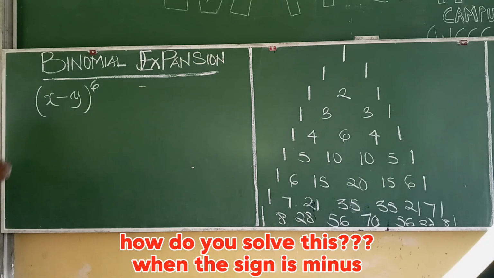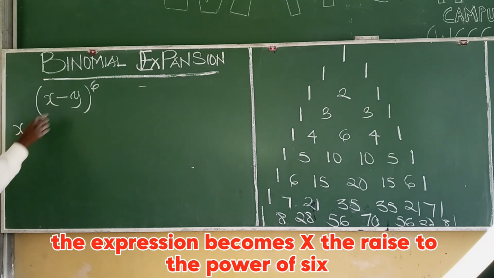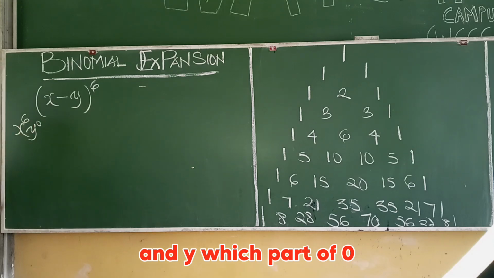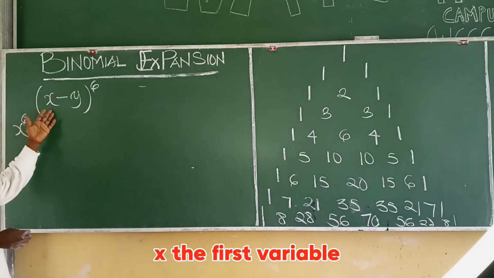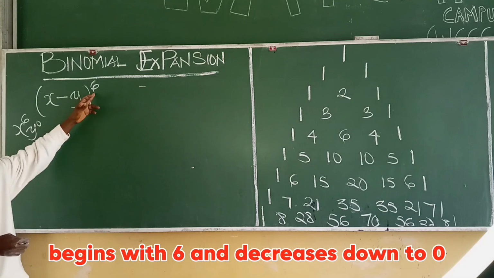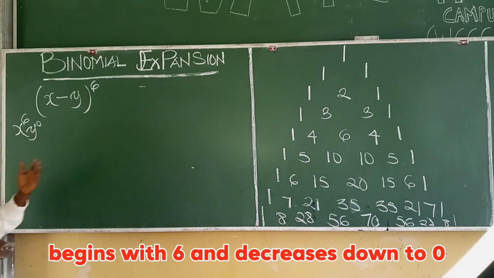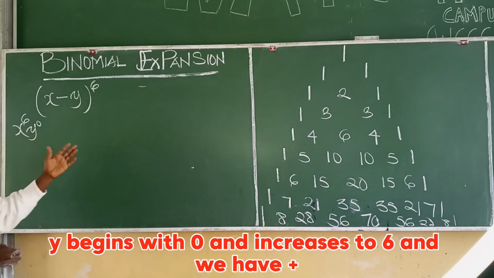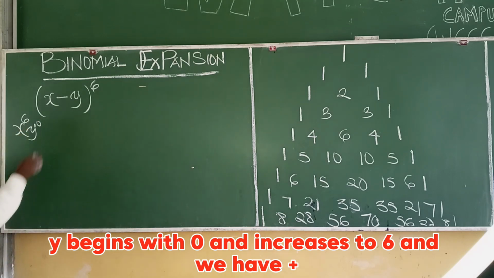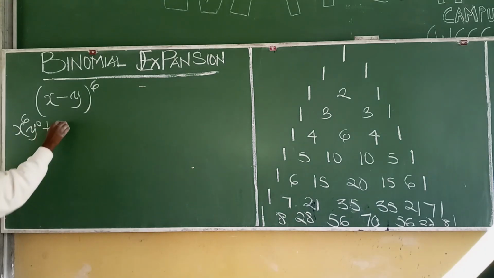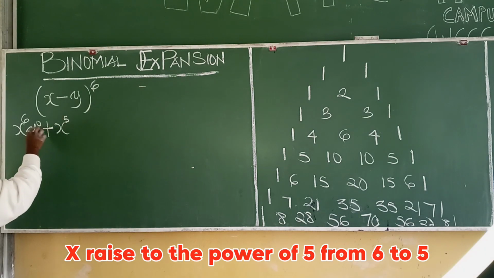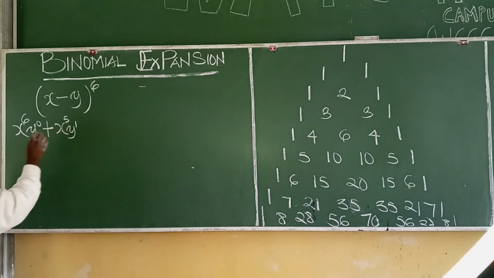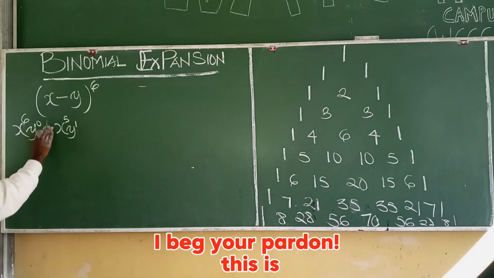When the sign is minus, the expression becomes x raised to the power of 6 and y raised to the power of 0. X, the first term, begins with 6 and decreases down to 0, whereas the second variable y begins with 0 and increases to 6. And we have plus x raised to the power of 5, from 6 to 5, and y from 0 to 1.